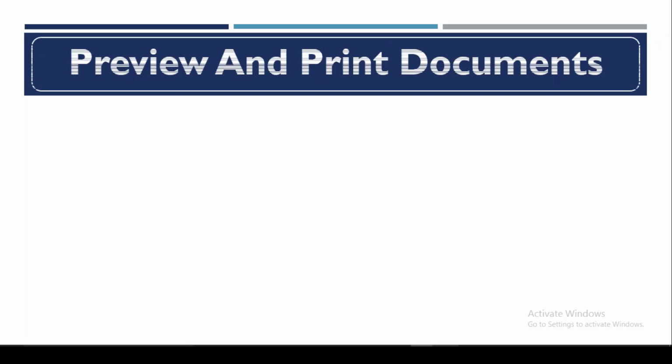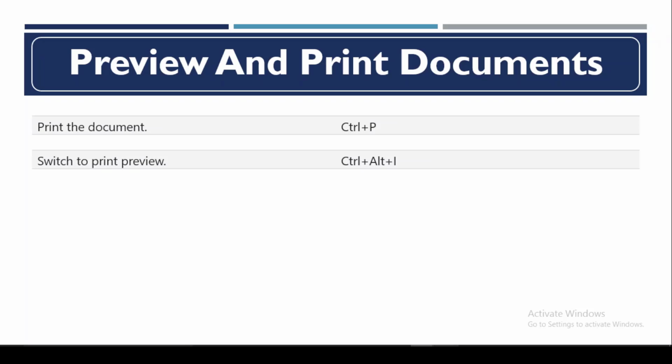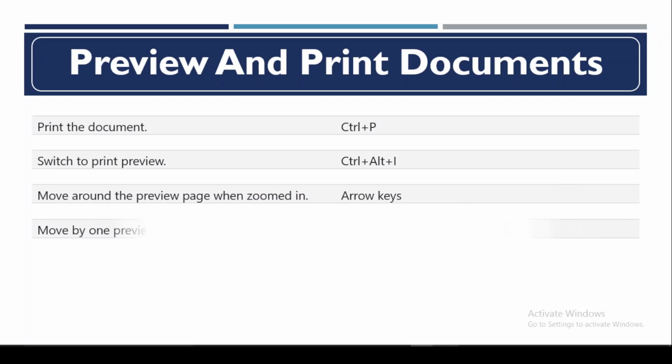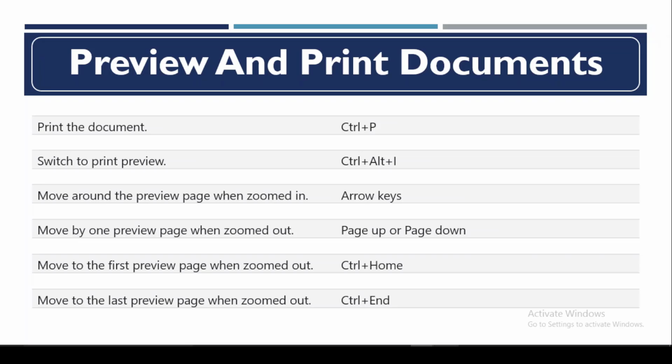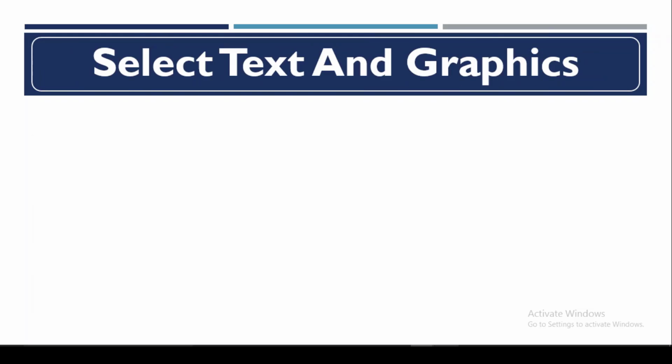Now, have a look at previewing and printing documents. Print the document, Ctrl plus P. Switch to print preview, Ctrl plus Alt plus I. Move around the preview page when zoomed in, arrow keys. Move by one preview page when zoomed out, Page Up or Page Down. Move to the first preview page when zoomed out, Ctrl plus Home. Move to the last preview page when zoomed out, Ctrl plus End.